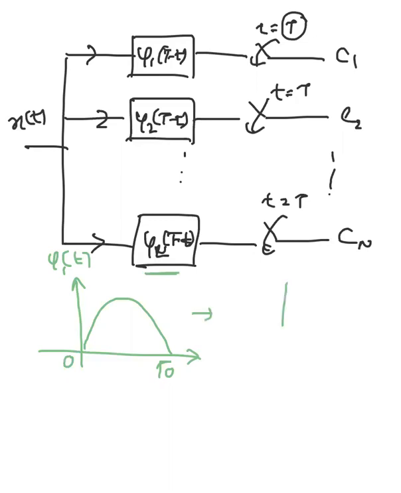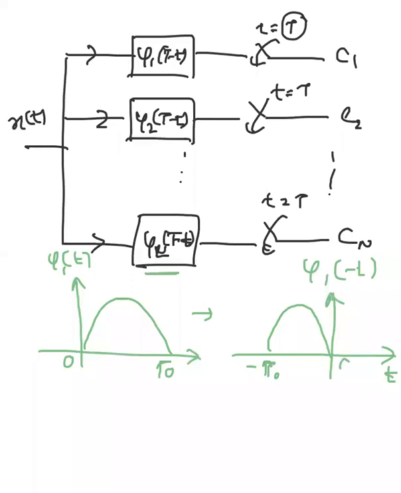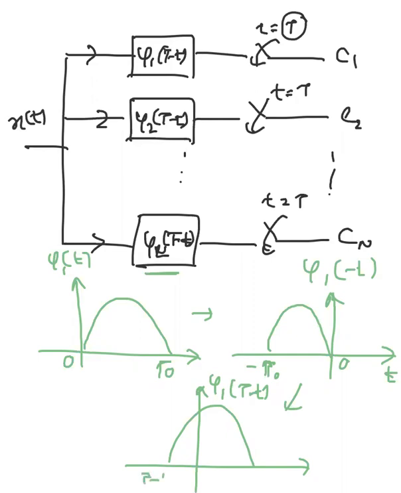So then if I draw v1(-t), it will be like this, from minus T naught to 0, and v1(T - t) is where this is shifted by an amount of capital T, right? So then this point will be capital T minus T naught. This will be capital T, right?